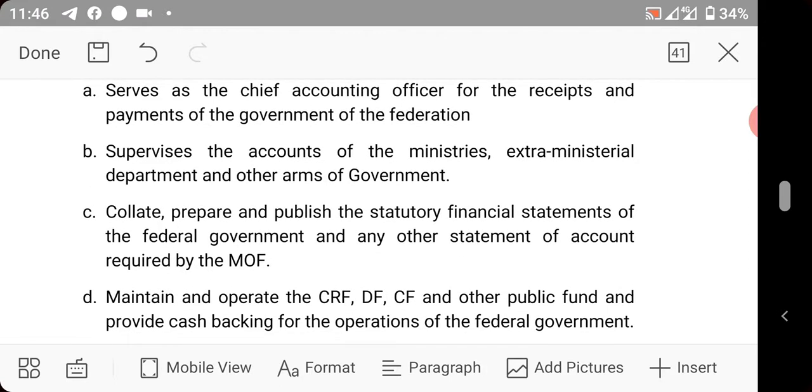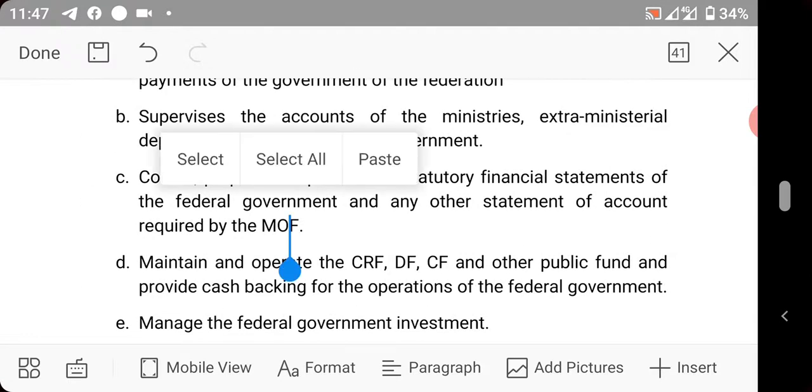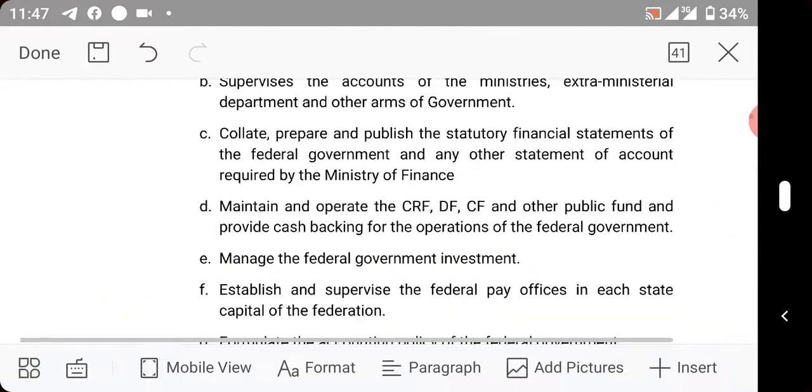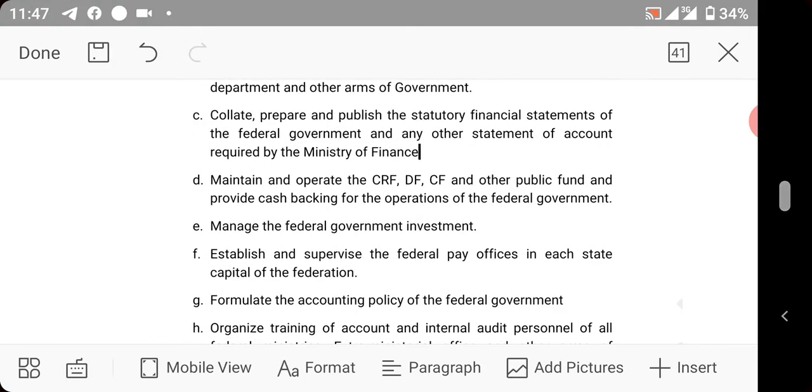The third one, he collates, prepares, and publishes the statutory financial statements of the federal government and any other statement of account required by the Ministry of Finance. You understand? MOF means Ministry of Finance, so you need to get used to these short forms. They are important, but let me write it in full so that you wouldn't have issue while you are studying. Four, he maintains and operates the Consolidated Revenue Fund, Development Fund, and Contingency Fund. You see, these are the responsibilities. He does a lot. So you read that up by yourself.